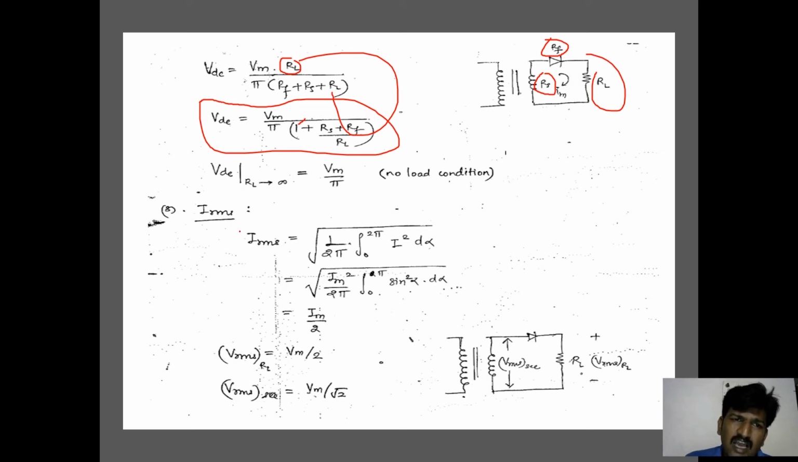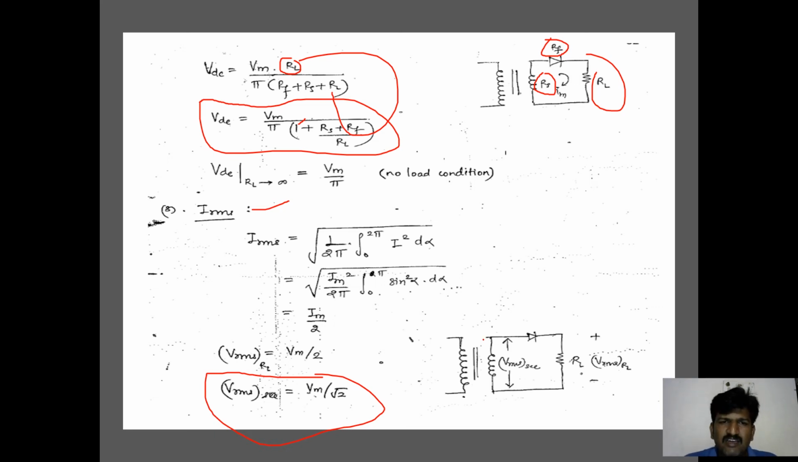Then what is the IRMS? IRMS is nothing but the root mean square value. Here, how is the IRMS value going to be determined? Two things are there. IRMS you can write as Im by root 2, and VRMS you can also write as Vm by root 2. But we have to determine IRMS for the half-wave rectifier.